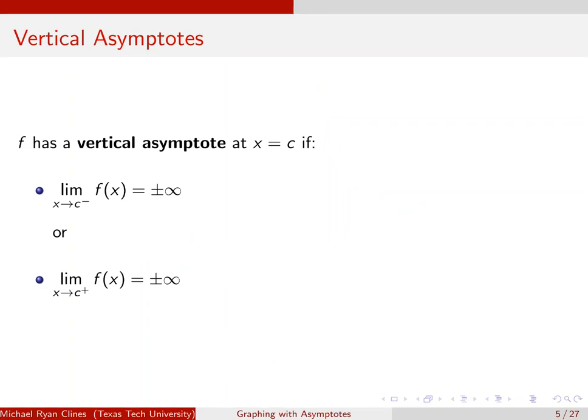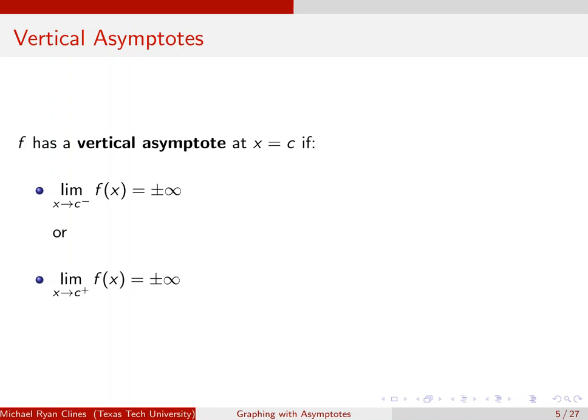For no rhyme or reason, first up to bat, we're going to go with vertical asymptotes. So this is the definition of vertical asymptote. A function f is said to have a vertical asymptote at x is equal to c if the limit as x approaches c from the left of f of x is plus or minus infinity, or the limit as x approaches c from the right of f of x is equal to plus or minus infinity.